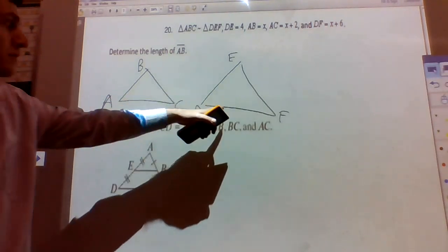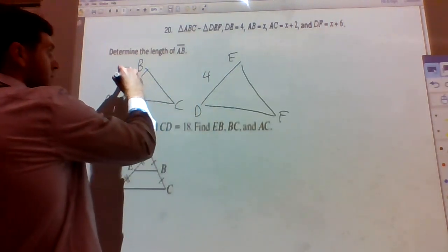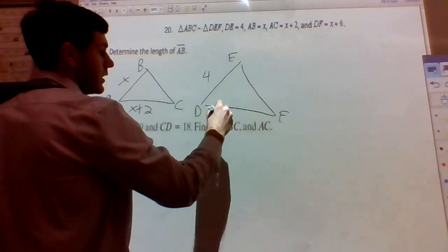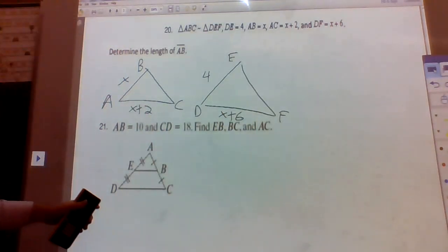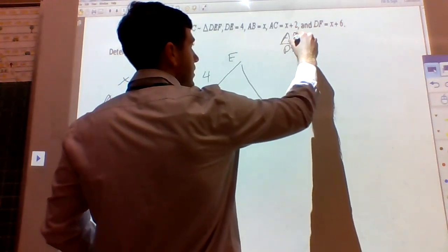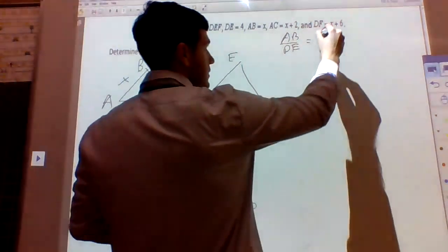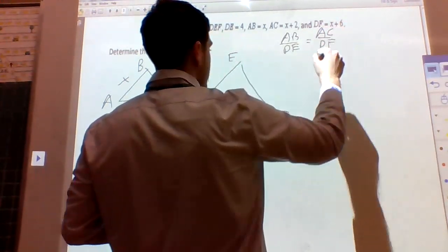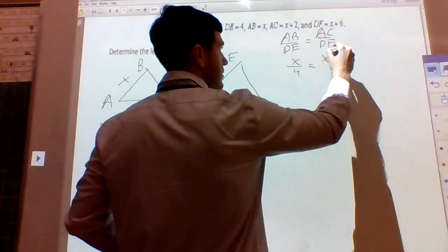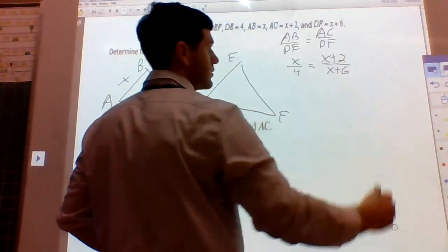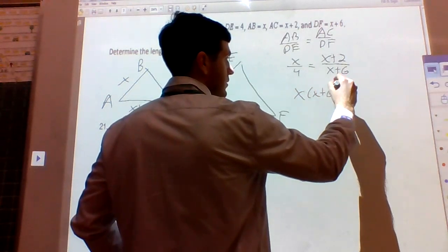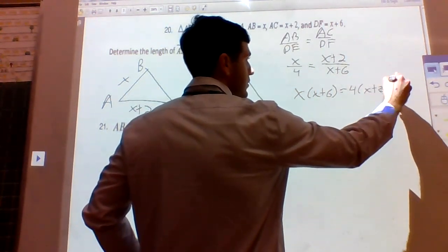Okay. DE is 4. AB is X. AC is X plus 2. And DF is X plus 6. Okay, so AB corresponds with DE, just like the last one, and then AC corresponds with DF. Okay, so we have X over 4, and then we have X plus 2 over X plus 6.